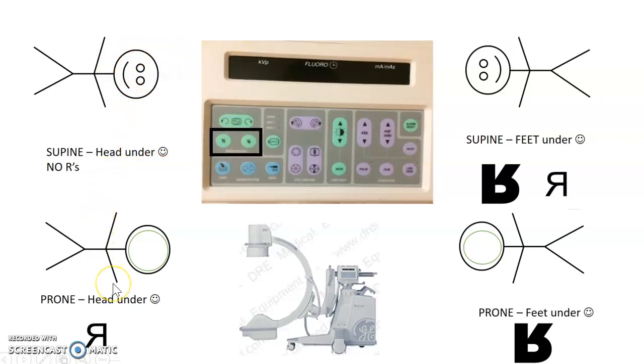That patient's now flipped prone, but their head is still under the smiley face. The only thing that's changed is the right and lefts are swapped, so we do this backwards R. This patient is now prone, but their feet are under the smiley face. Their right and lefts are still on the same side, but they're just upside down, so you just need the upside down R. And then when they're supine, with head over here and feet under the smiley, you need both R's.